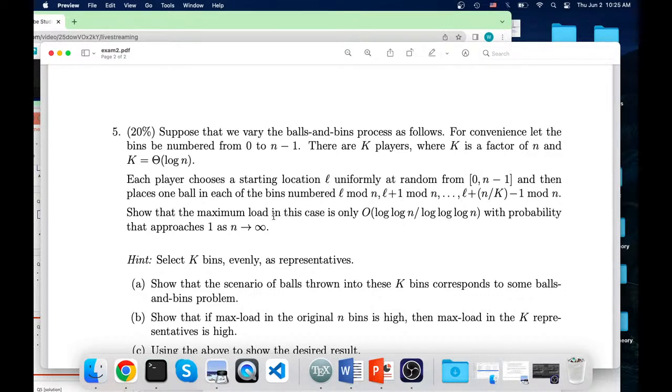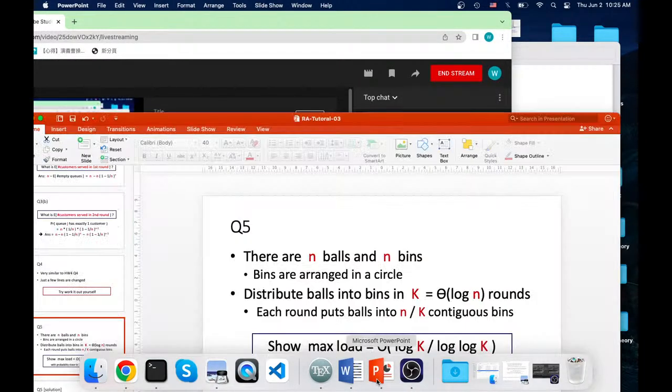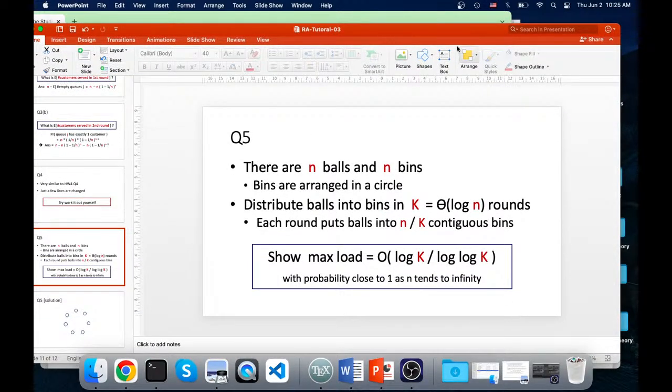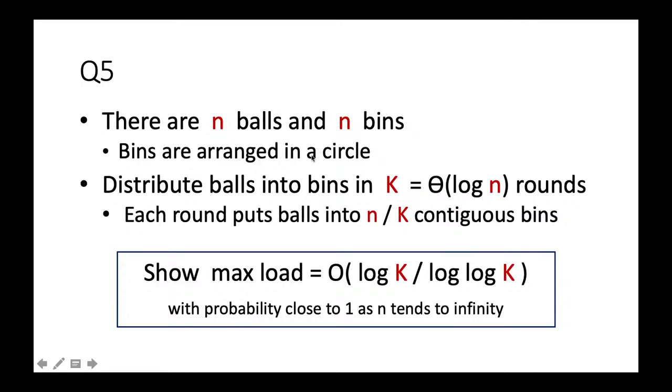And then we want to find out the bound for the maximum load. We want to show that the maximum load is of this order with probability approaching 1 as n tends to infinity. Okay, so for this question, we can view this in the following way. So this is just a different interpretation of the same question. So we can assume that there are n balls and n bins initially, and then the bins are arranged in a circle.